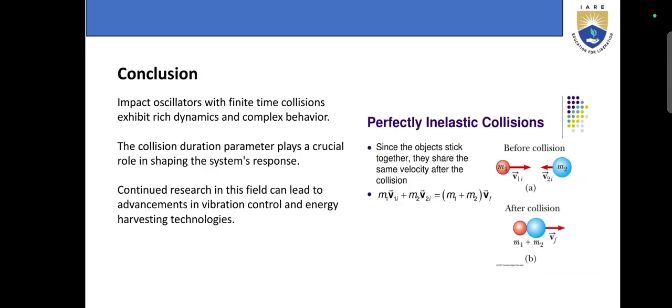And next, the last one, the conclusion. Impact oscillators with finite time collisions can exhibit rich dynamics and complex behaviors. In perfectly inelastic collisions, since the objects stick together, they share the same velocity after the collision. Before collision: m1 with v1 and m2 with v2. After collision: m1 plus m2 moving with velocity v.